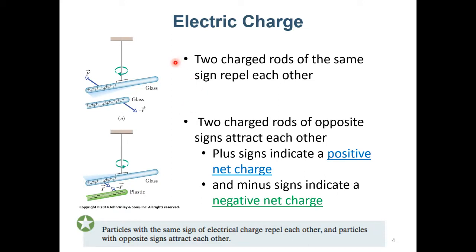So next, we try to explain this phenomenon. For the first case, we assume that two charged rods of the same sign repel each other. For both glass rods, there is positive charge on them, so they will repel each other. However, in this case, the glass rod has positive charge and the plastic has negative charge, so they will attract each other. I think even when you were a primary student, you knew that. So here it is summarized: particles with the same sign of electrical charge repel each other, and particles with opposite sign attract each other.